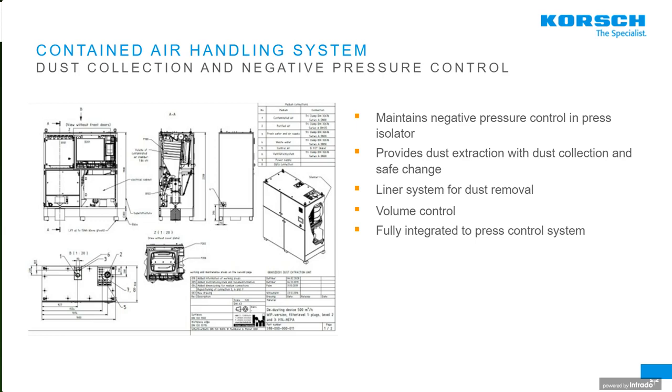If we talk about a contained air handling system, again, the system serves two key purposes. First of all, it maintains a preset negative pressure in the compression zone. It ramps fan speed if it detects any breach in the glove, and it provides contained dust extraction with dust collections for reconciliation at the end of the batch. These systems are generally based on closed-loop volumetric control, and again, are controlled directly via the tablet press HMI.